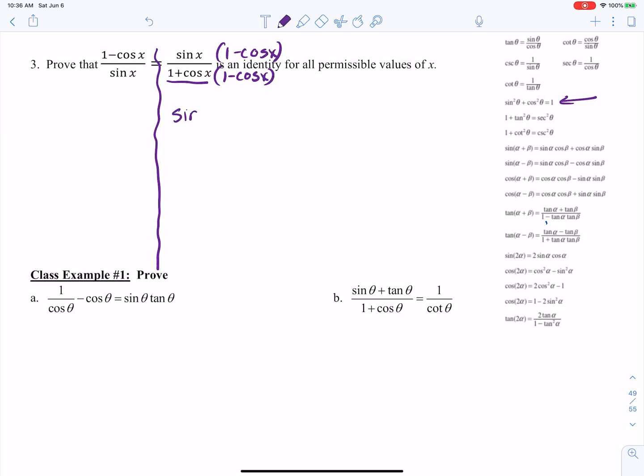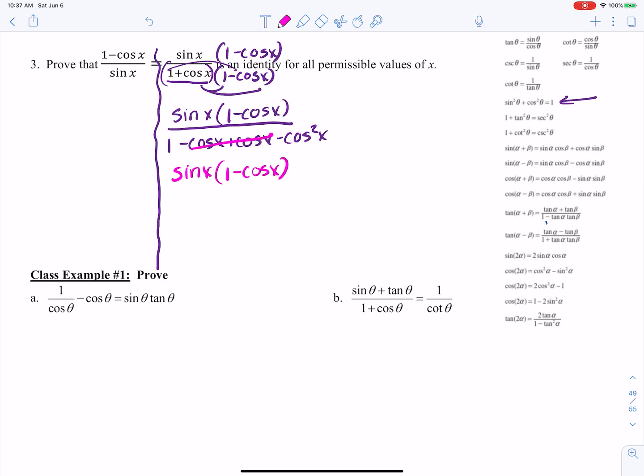So I have sine x times 1 minus cos x all over, and now I'm going to use FOIL for these. So I end up with 1 minus cos x plus cos x minus cos squared x. So what we note now is that these two cancel out. So let's see what we're left with. We've got sine x times 1 minus cos x, and you can see it's getting closer to looking like the left side. And then I have 1 minus cos squared x.